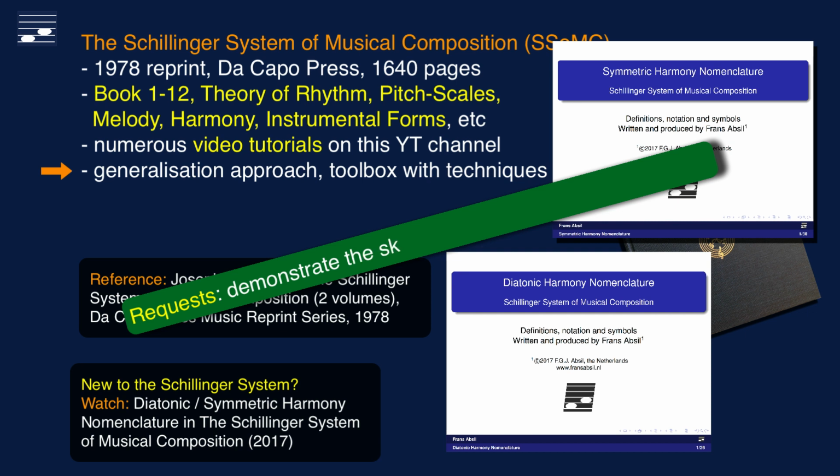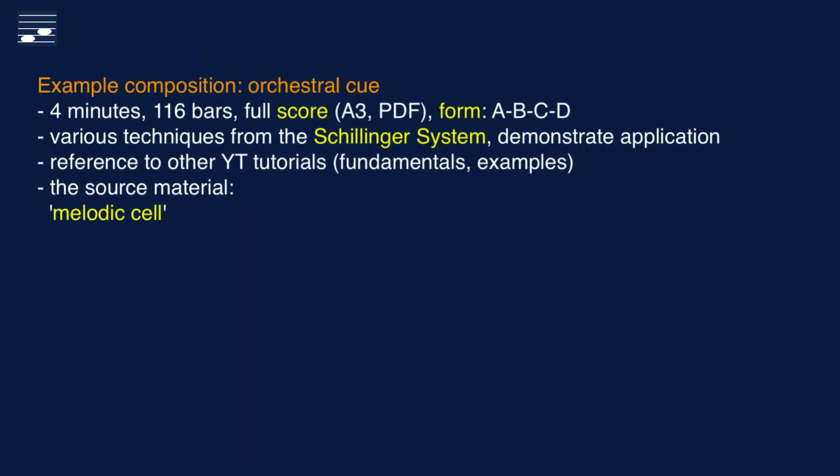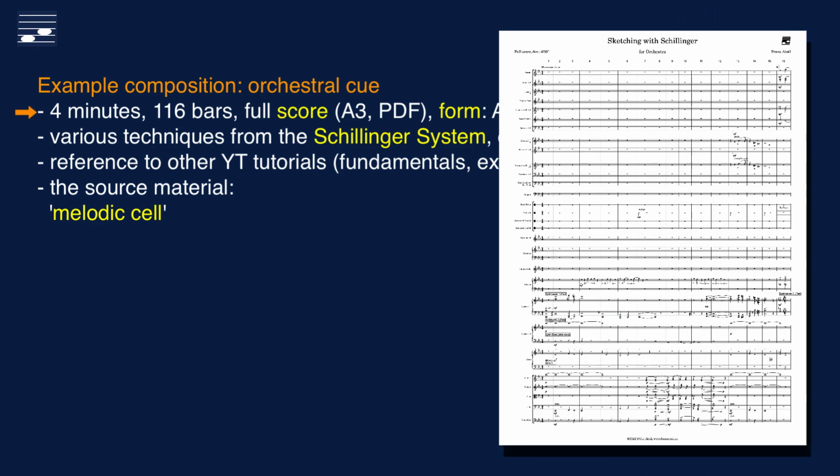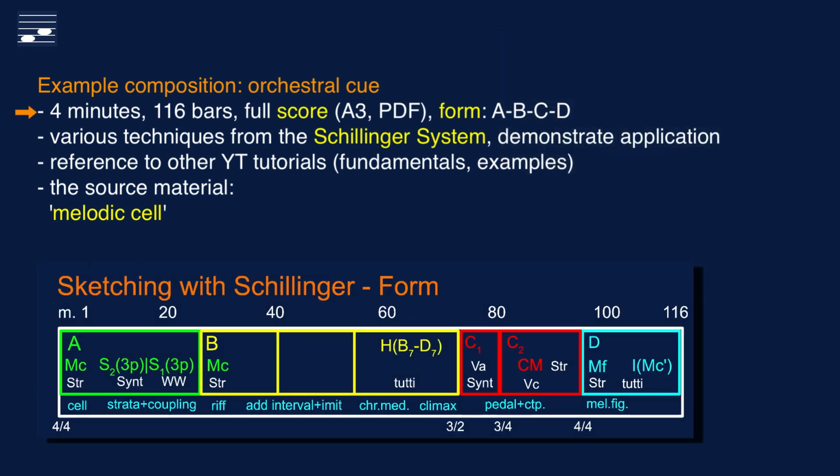Regularly, in response to these tutorials, there have been requests for a more detailed demonstration of the sketching process, as the online content frequently moves from the fundamentals to the final version of the examples, skipping a number of intermediate steps. And that's what I'll be doing here, with this series around a 4-minute and 116 bars long example orchestral composition with A, B, C, D form.